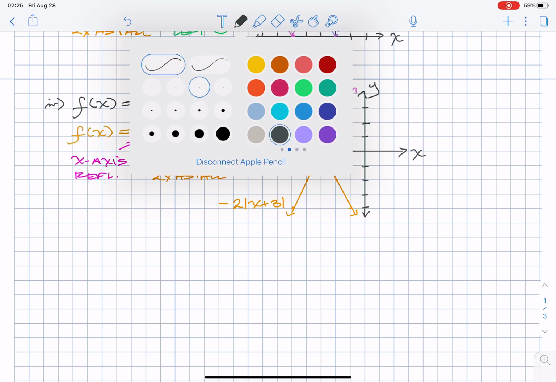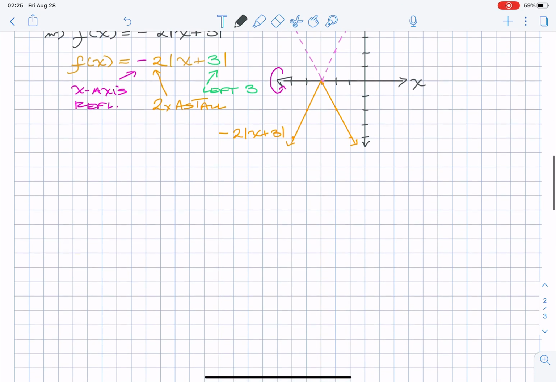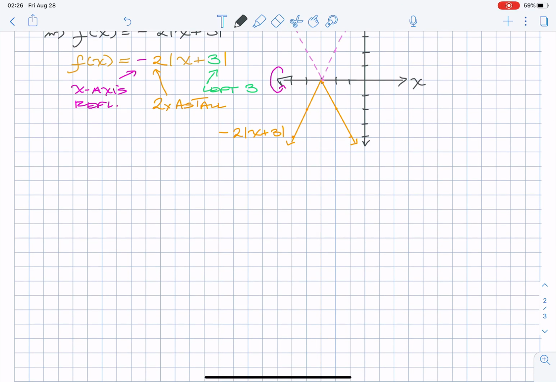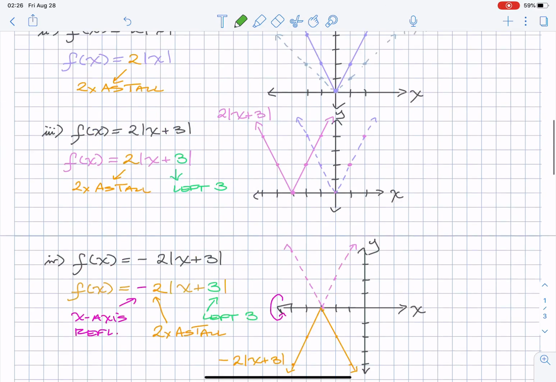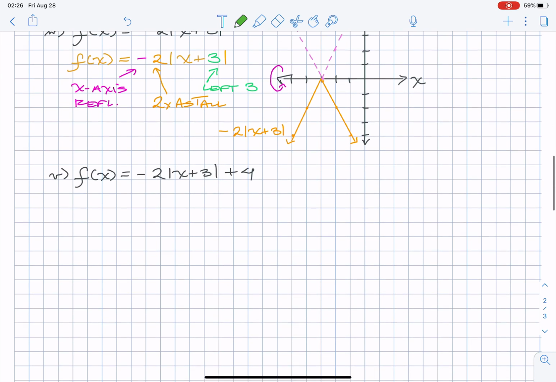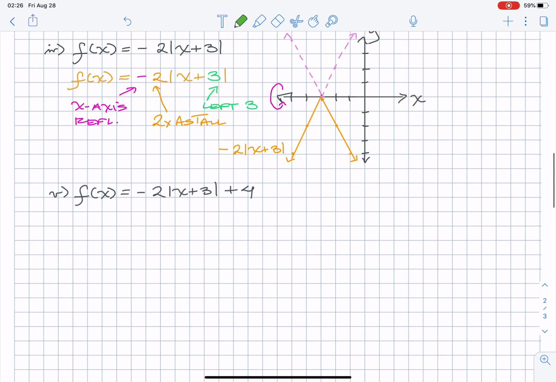Okay, let's do one more for good measure. What have I not done yet? Vertical translation. Okay, so number 5. Let's say that f of x is equal to negative 2 times the quantity absolute value of x plus 3, to which I'm adding 4. What color should I do? I have not done a green graph.